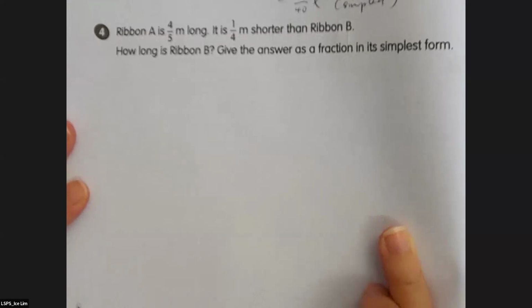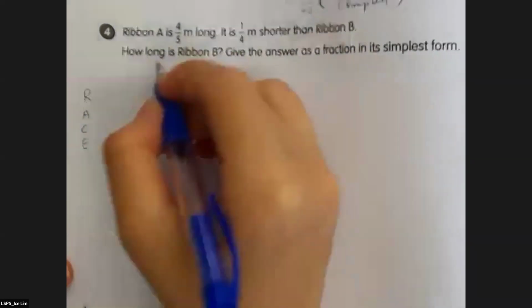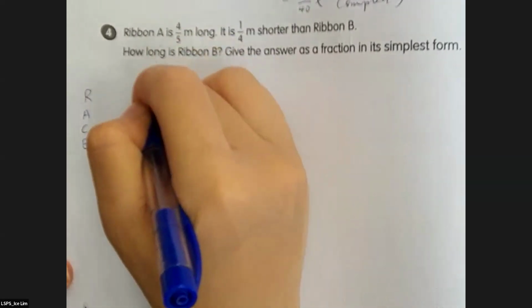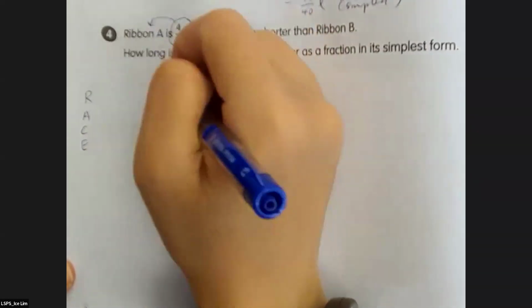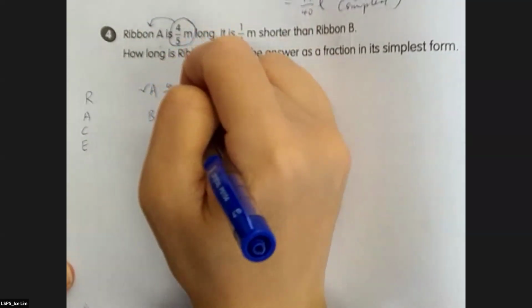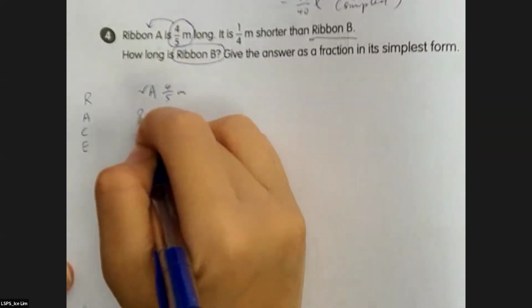Okay, now the next one is here, ribbon A and ribbon B. I know there's A and then there's B, so I have A and then B. And in this story, A is given. A is 4/5 meters. And I ask myself, is B given? No, B is not given, B is the answer. So I don't have B.